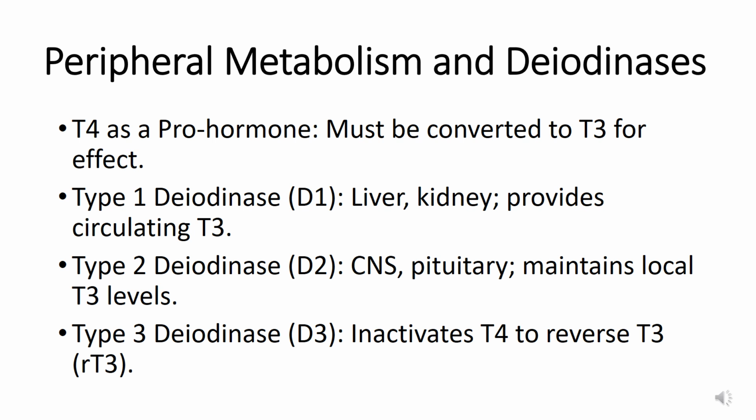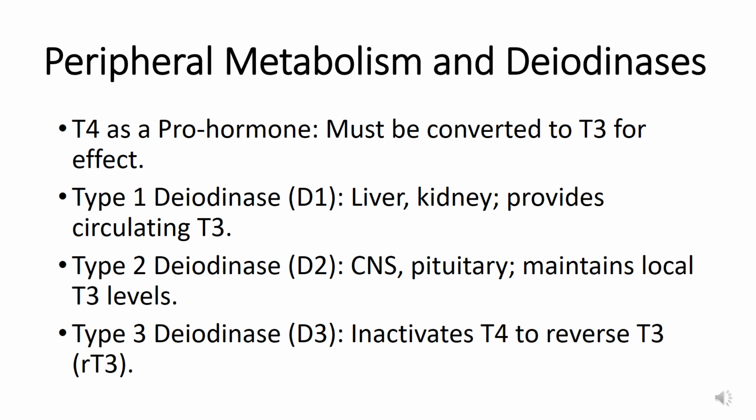Another key enzyme is type 2 deiodinase, or D2. This enzyme is highly expressed in the central nervous system, pituitary gland, and several other tissues. Unlike D1, D2 focuses less on producing circulating T3 and more on generating T3 directly within cells. This local production ensures that critical tissues, especially the brain, always have an adequate supply of active thyroid hormone, even when blood hormone levels fluctuate.